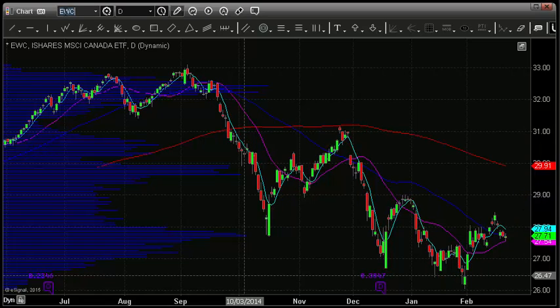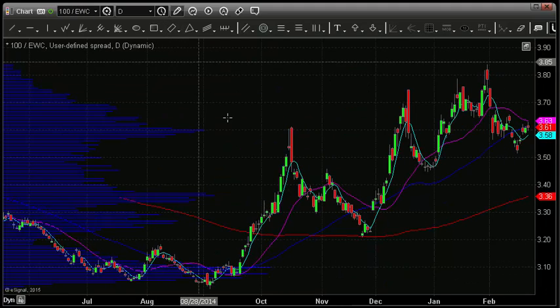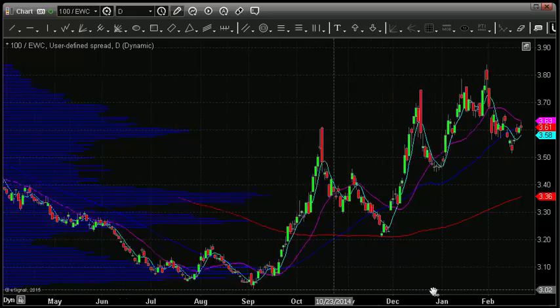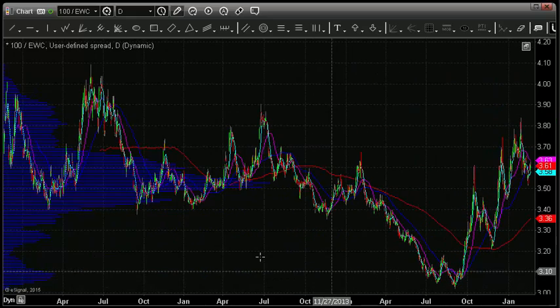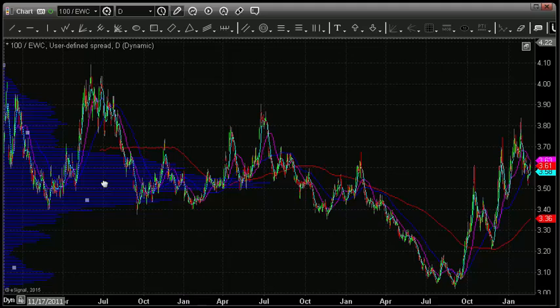Now, if we just change the symbol here to do 100 divided by the symbol, it kind of flips the chart upside down. Let's just take a look and zoom back in time here. Let me get rid of this volume by price.